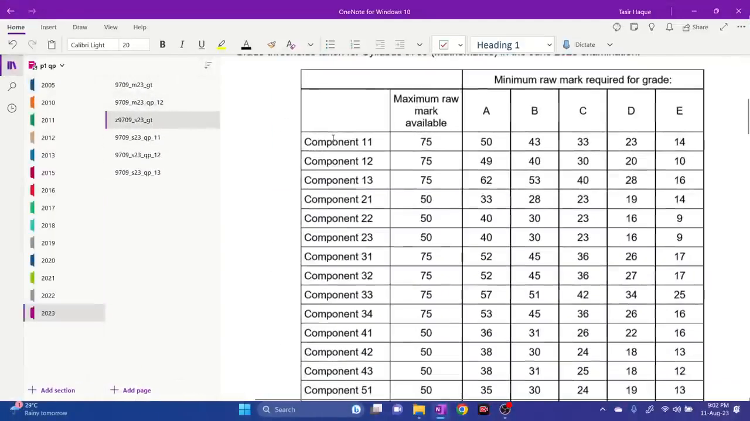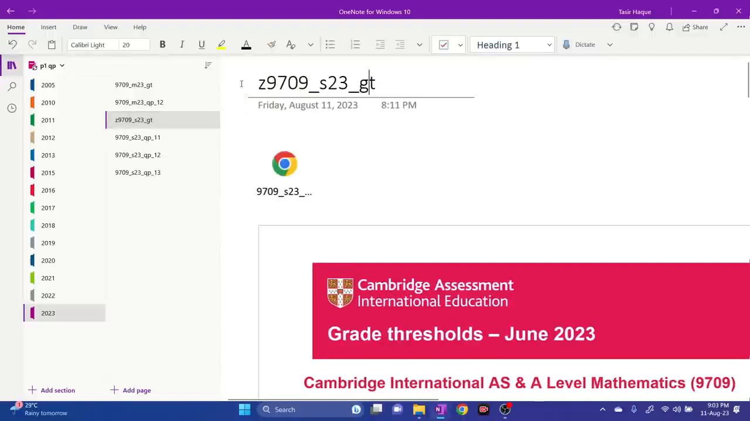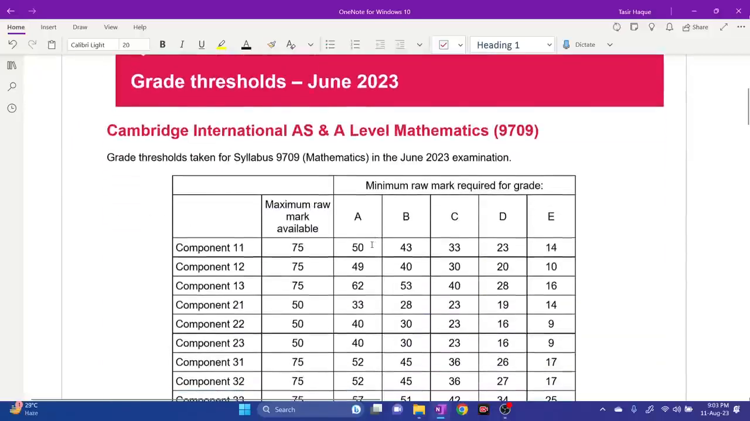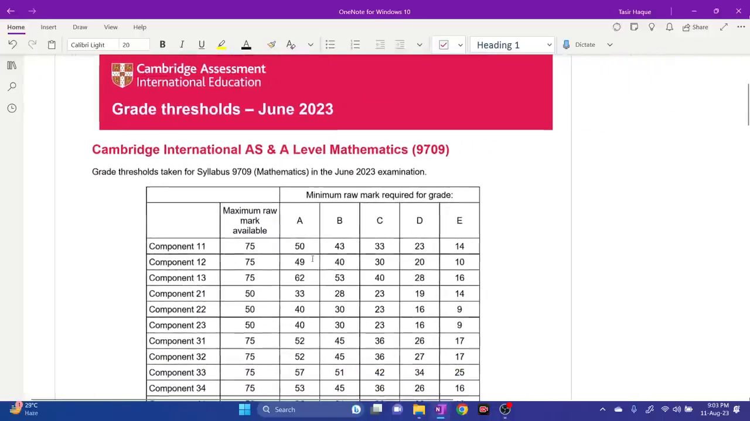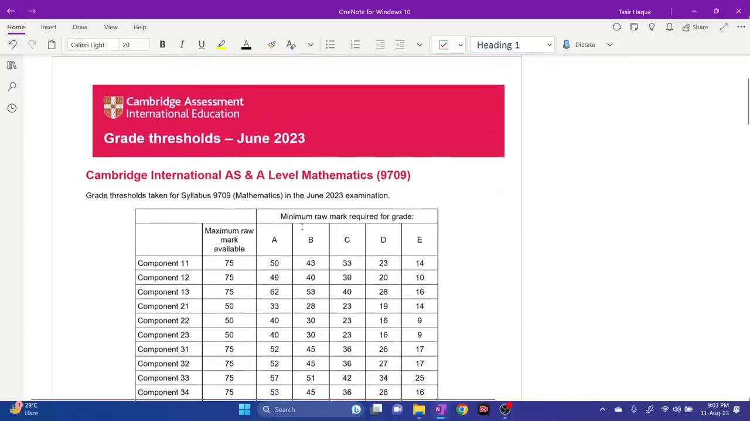Surprisingly, it was very low this year. We're actually doing paper 1-2 first. A was at 49 actually. Paper 1-3 was easier, but paper 1-2 and 1-1 were a bit harder than usual.